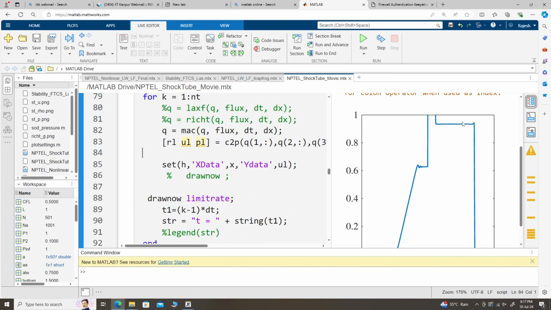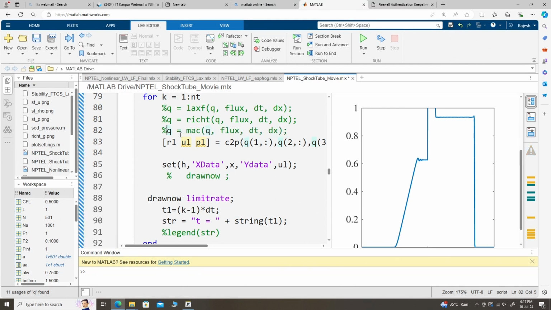Okay, this side it is different, this side it is matching, but there is a large jump near this point, near the expansion region, using the McCormack scheme. Okay, now let us plot all of this together.